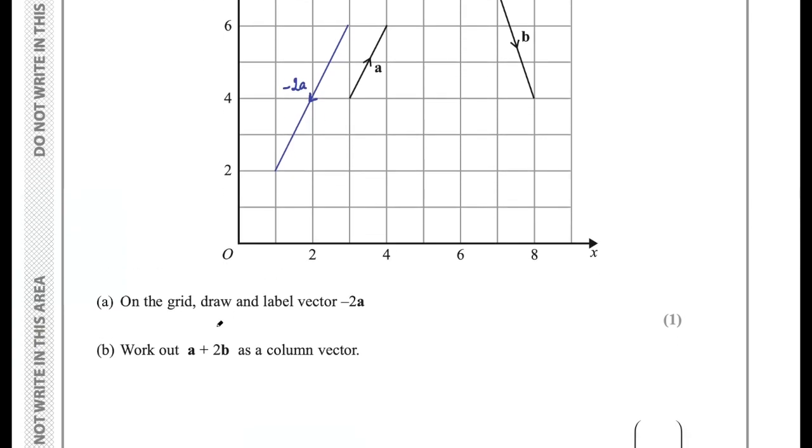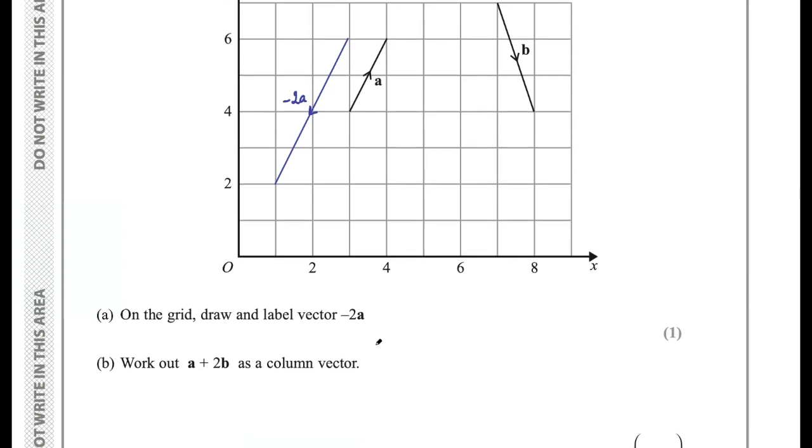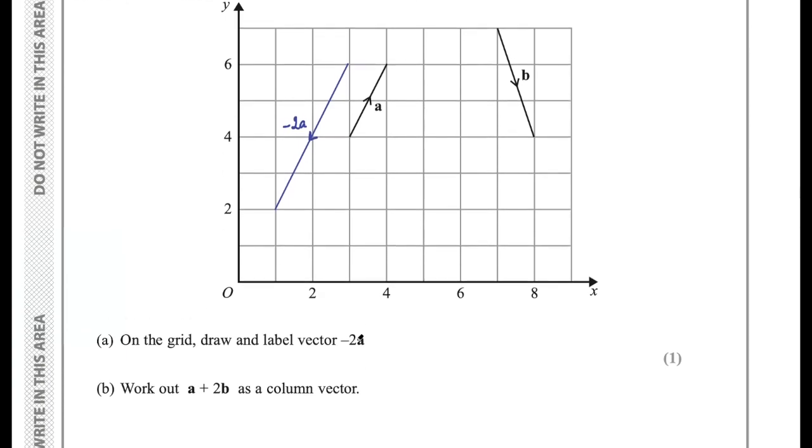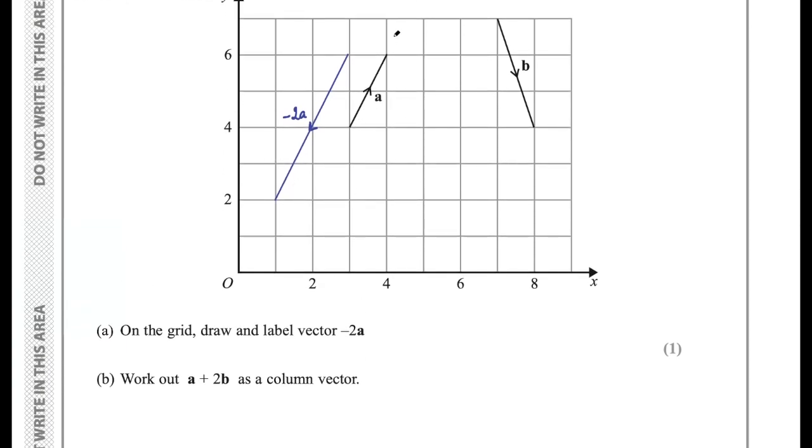Part B says work out A plus 2B as a column vector. For this, you could draw the vectors in, so you could look at A and then add 2B. So B is down 3 and across 1. So if we joined that up here, we go down 3 and across 1, that would be here. But we need 2B, so we do that again. So that would be 2B, and it's in the same direction as B.